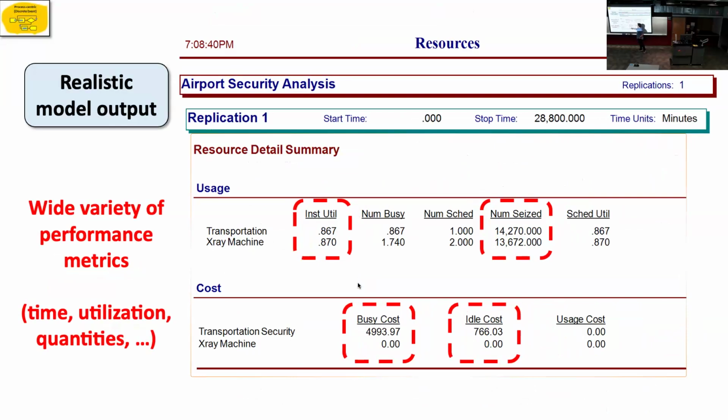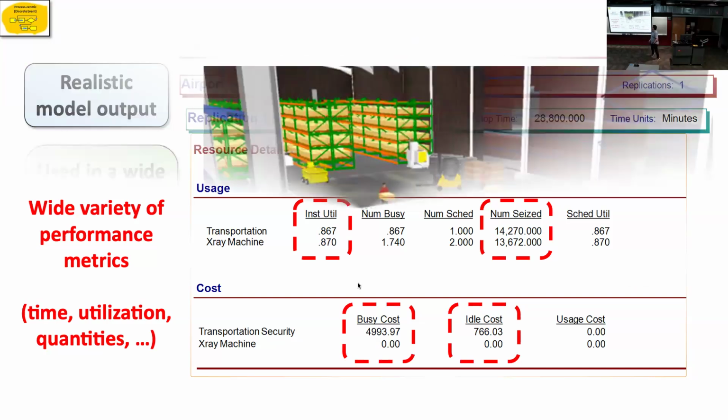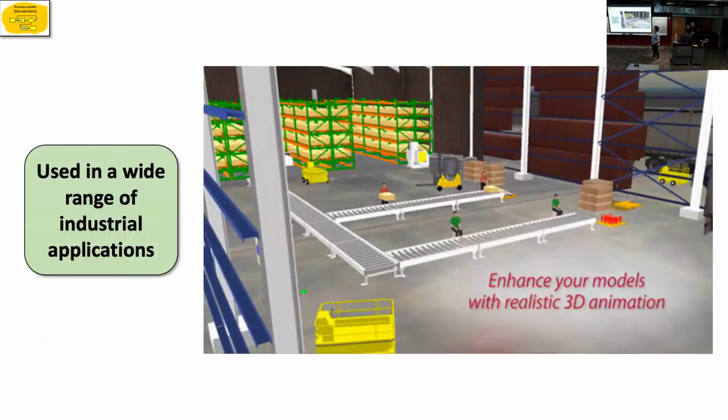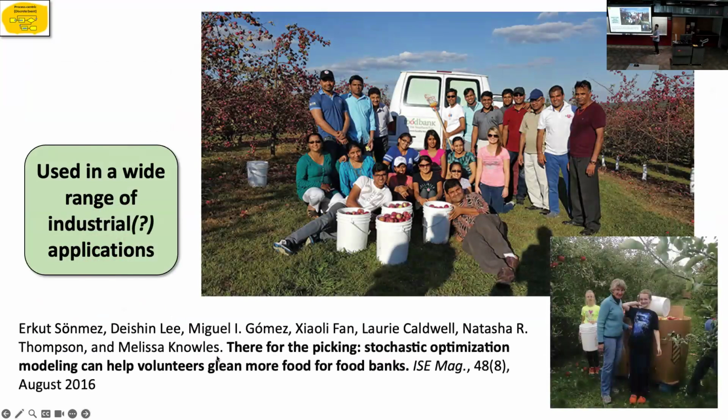Busy costs. So this is how much useful time I spent, $5,000 staffing security officers that were checking passengers, but they're not 100% utilization. So I spent $760 paying security officers to just stand there idle. So, you can get those stats out of here as well. So a lot of cool things you can do, useful in a wide range of industrial applications for sure, but you also see it pop up in not necessarily industrial applications.